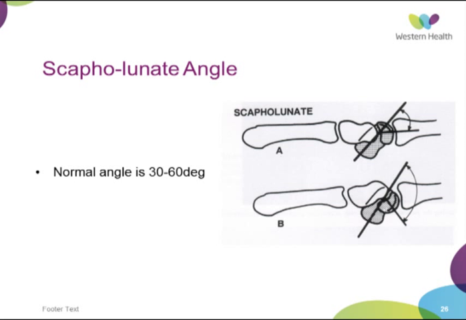The scapholunate angle, this is normal, so if we take a line through the lunate and a line through the scaphoid, this angle here is the scapholunate angle. The normal angle is between 30 and 60 degrees. When the scaphoid fractures, the lunate tends to extend or rotate dorsally, hence opening up this angle. Hence, an angle of more than 60 degrees is regarded as abnormal.